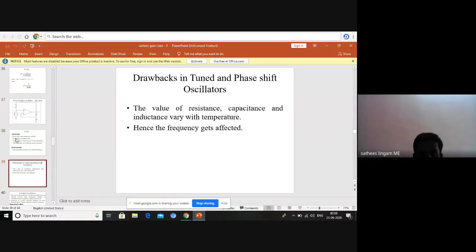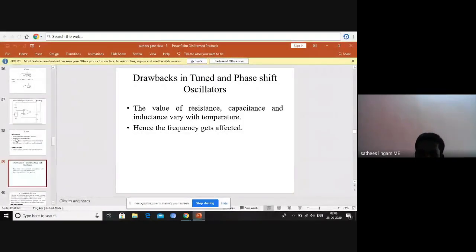Drawbacks of tuned and phase shift oscillators. Till now we have completed tuned and phase shift oscillators. So what are the different types of tuned oscillators we have? Collector tuned oscillator, base tuned oscillator, Colpitts oscillator, Clapp oscillator. Then phase shift oscillators, meaning the RC phase shift oscillator, then the Wien bridge oscillator. So we have seen all these oscillators.